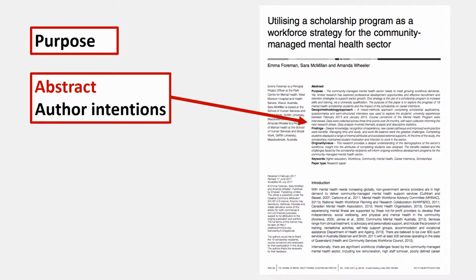Checking the abstract in a scholarly article is a quick way of working out what the authors are aiming for. In this example, they mark out their purpose, tell you of the findings, and explain what the value of the research was and how it can help for future workforce development.